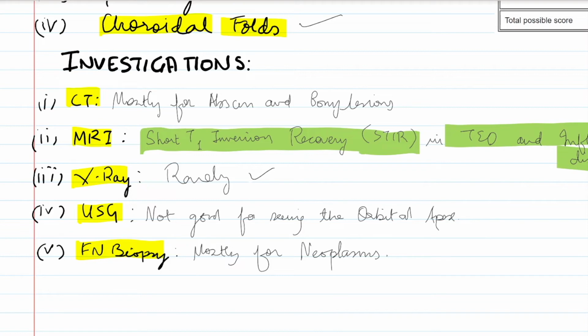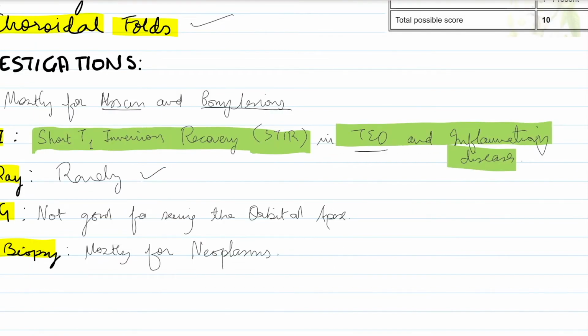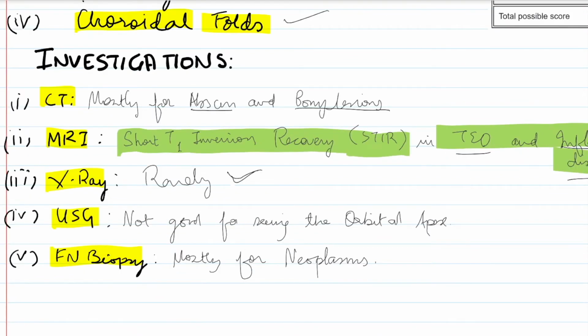Some investigations that can be done when you have an orbital pathology presentation are a CT scan, which is mostly done to test for abscess and bony lesions. MRIs are generally done only if we suspect a thyroid eye disease or an X-ray in the case of orbital pathology. And then an ultrasound could also be ordered. An ultrasound generally is not very good to visualize the orbital apex. Then we can order a fine needle biopsy. These are generally done for neoplasm.